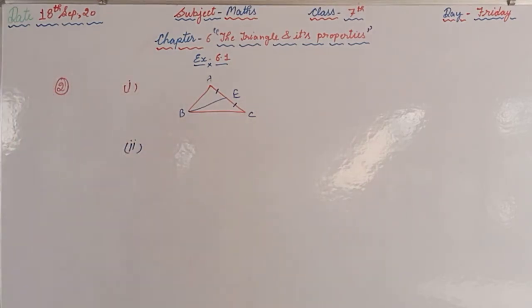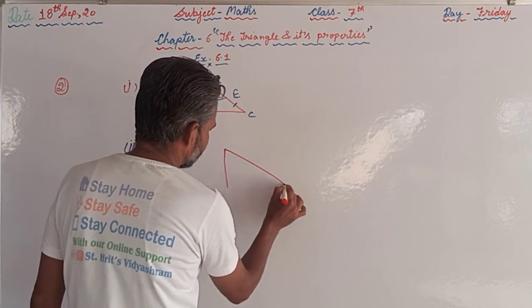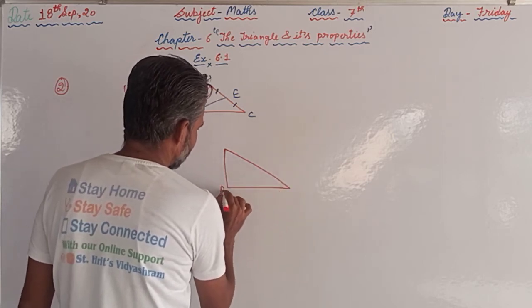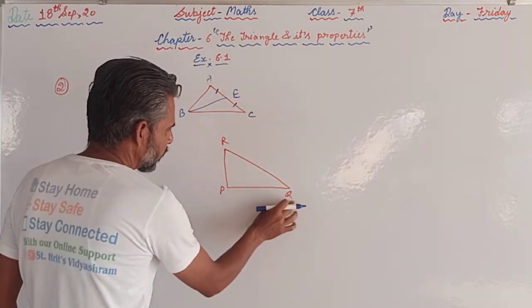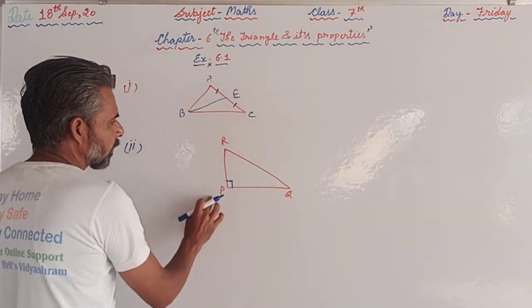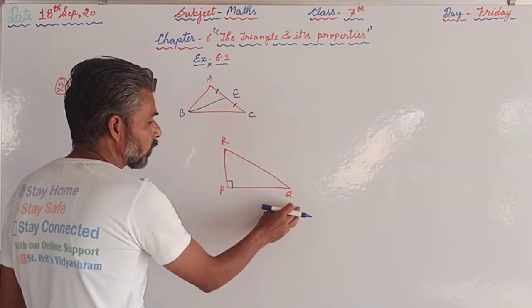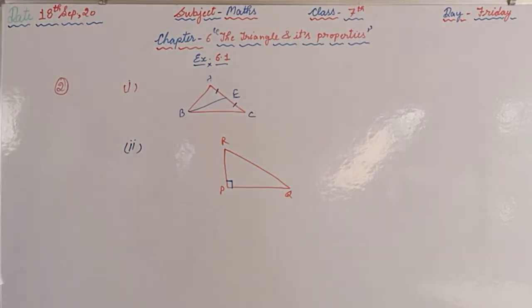And the second one, triangle PQR, in which PQ and PR are altitudes. So we will draw like this, PQR, in which PQ and PR are both altitudes. PR is perpendicular to PQ and PQ is perpendicular to PR. So that is a rough sketch according to the information given in the second part.